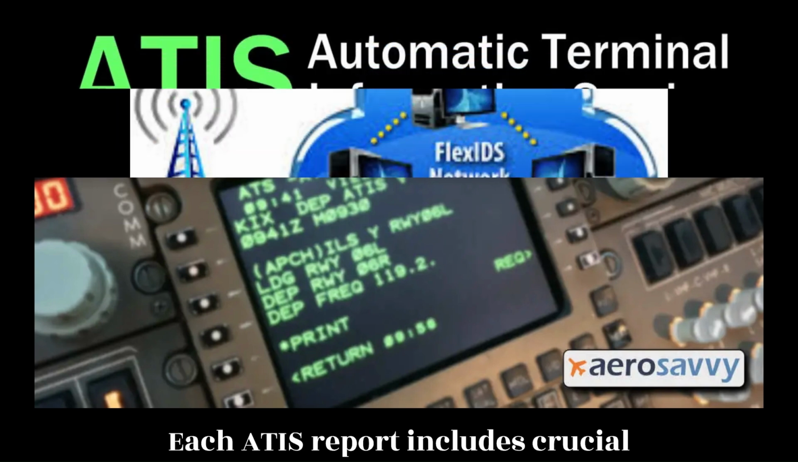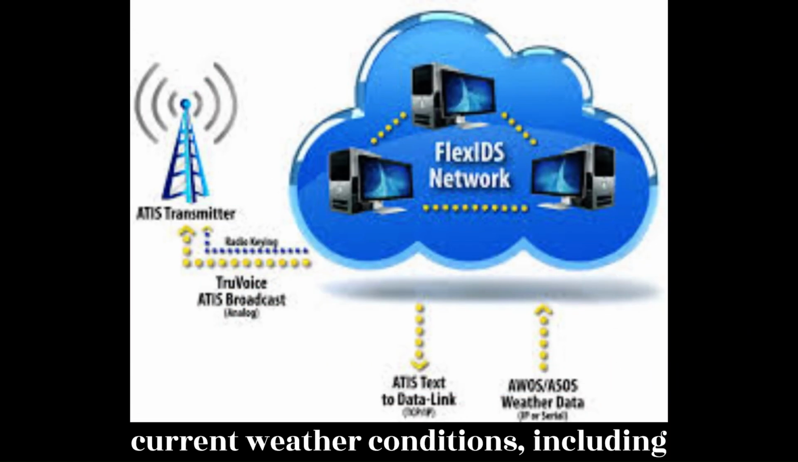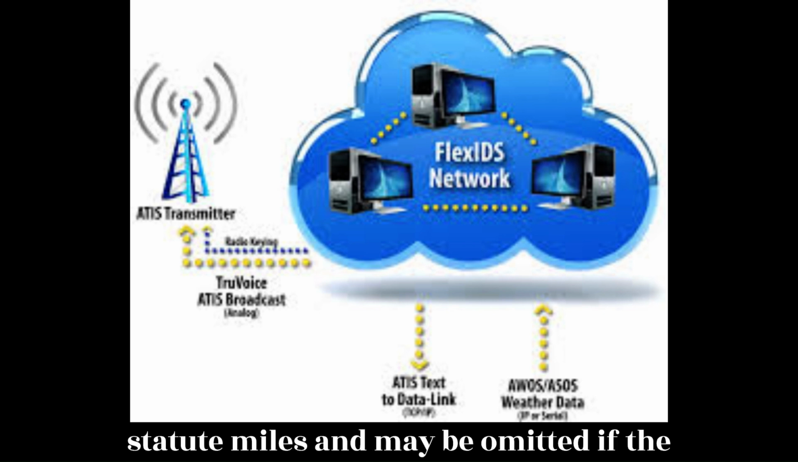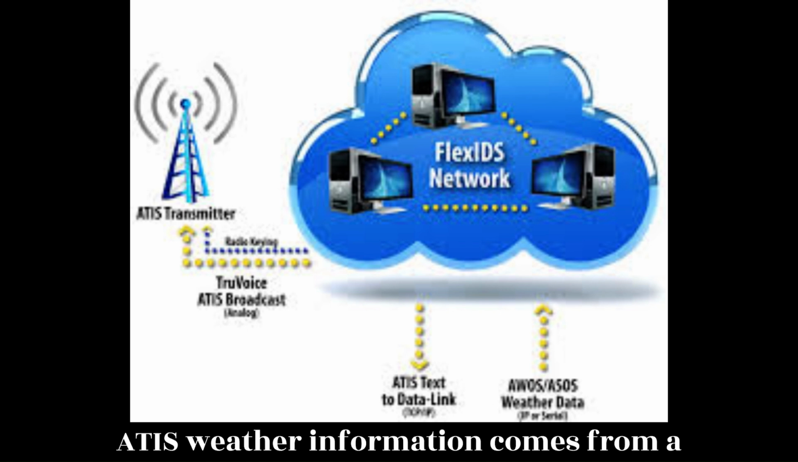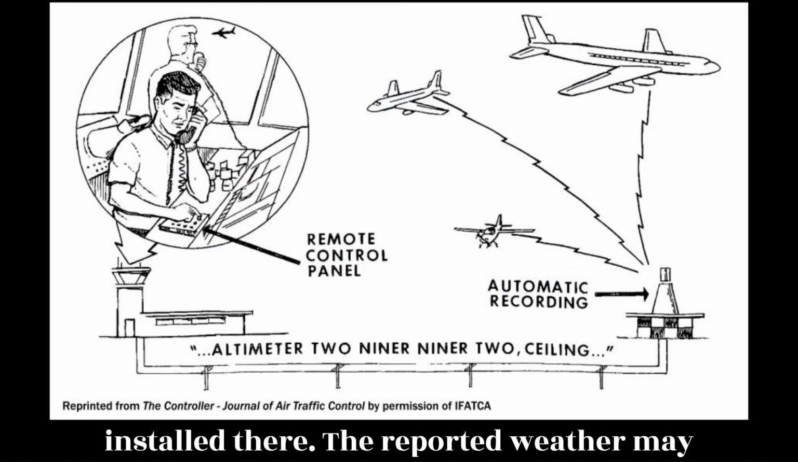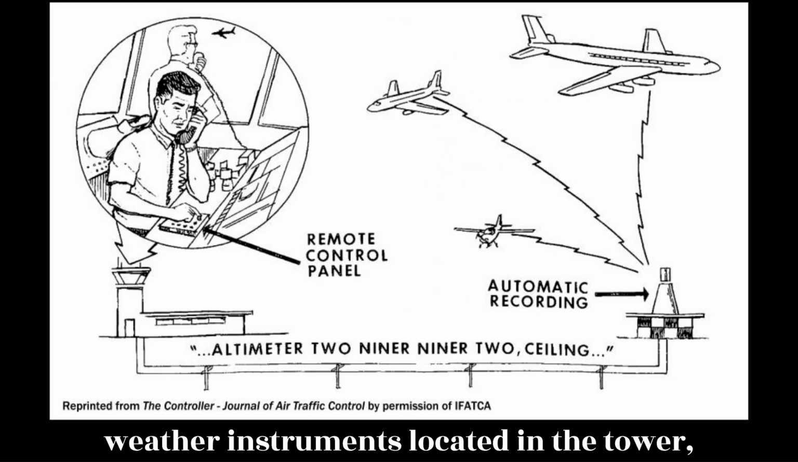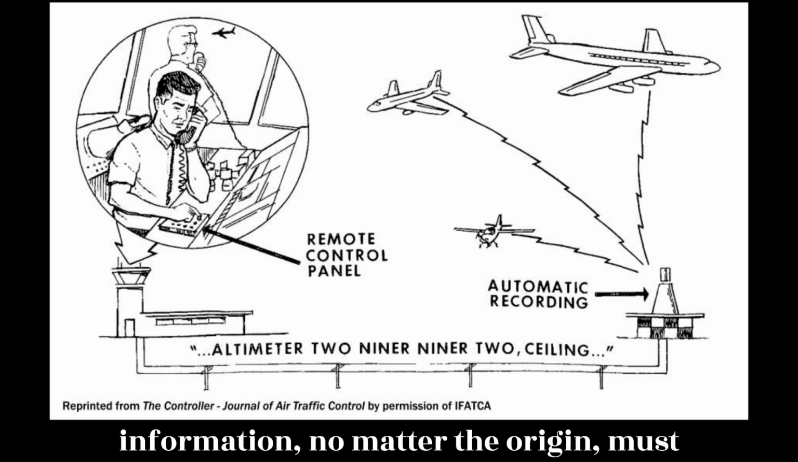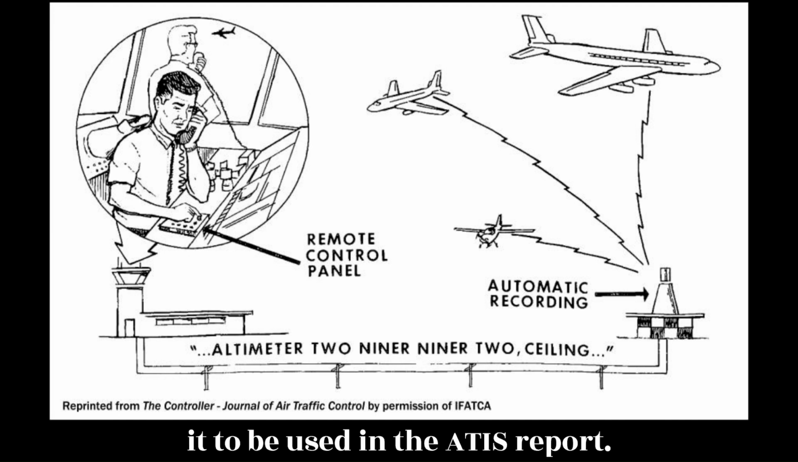Each ATIS report includes crucial information about runways and instrument approaches in use, specific outages, and current weather conditions, including visibility. Visibility is reported in statute miles and may be omitted if the visibility is greater than 5 miles. ATIS weather information comes from a variety of sources depending on the particular airport and the equipment installed there. The reported weather may come from a manual weather observer, weather instruments located in the tower, or from automated weather stations. This information, no matter the origin, must be from NWS approved weather sources for it to be used in the ATIS report.